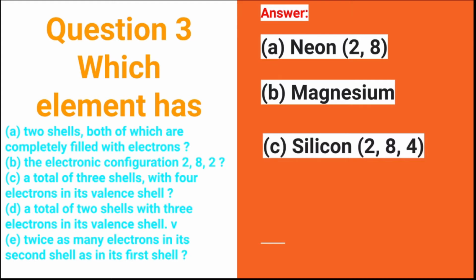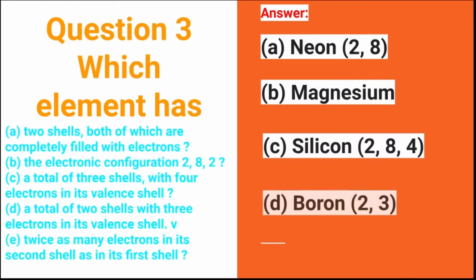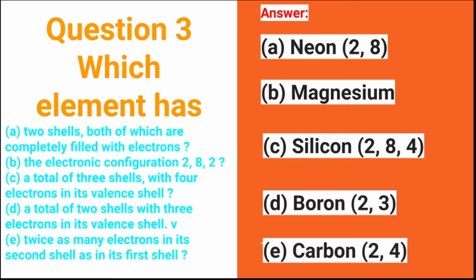Next question is, which element has a total of 2 shells with 3 electrons in its valence shell? The answer is boron, having a 2,3 electronic configuration. Which element has twice as many electrons in its second shell as in its first shell? The answer is carbon, with an electronic configuration of 2,4.